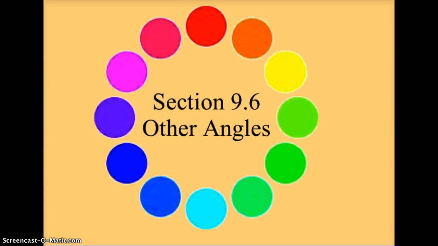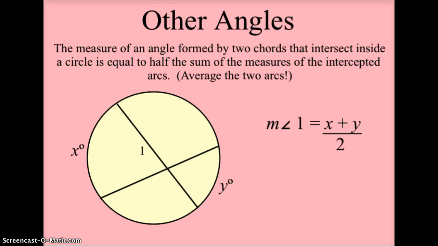Section 9.6, Other Angles for a Circle. There are a couple theorems in this particular section, and there's really only two formulas that you need to know. Consider first this picture where you have two chords that are inside the circle.